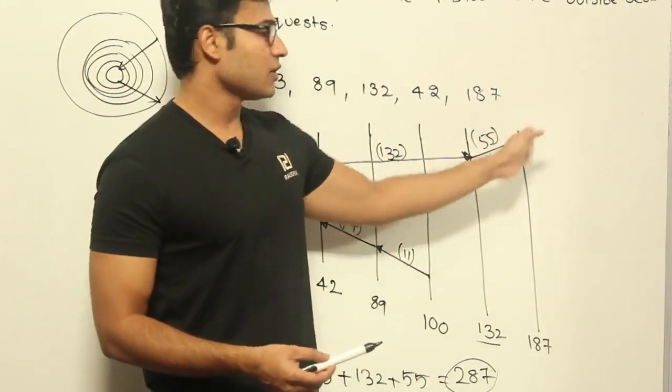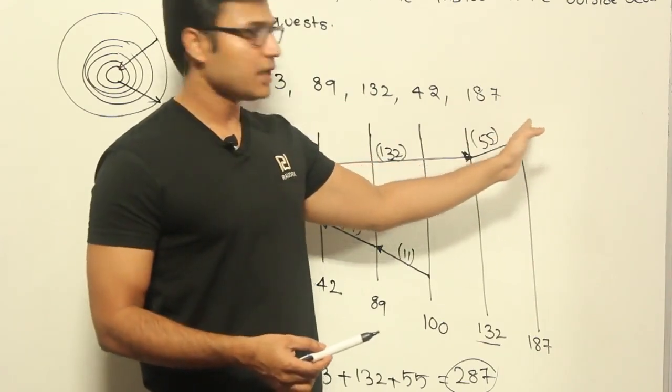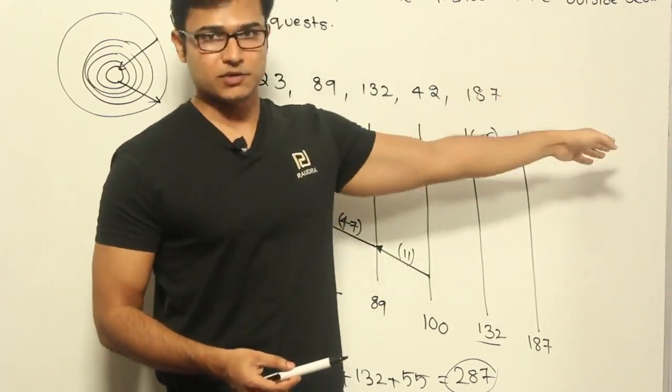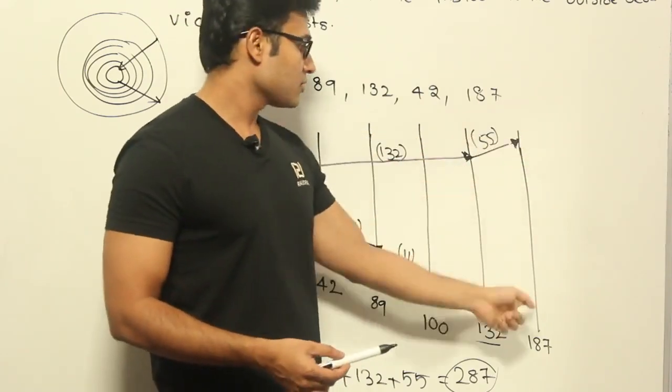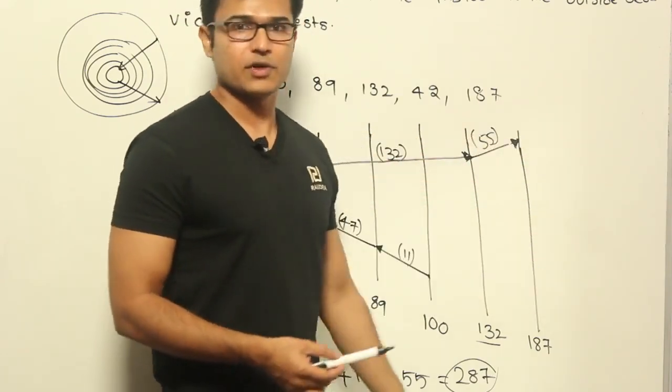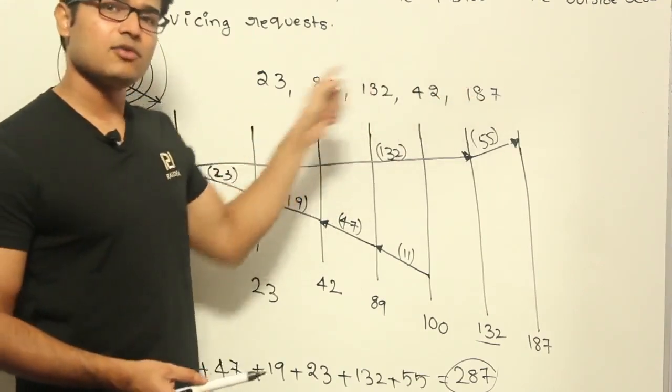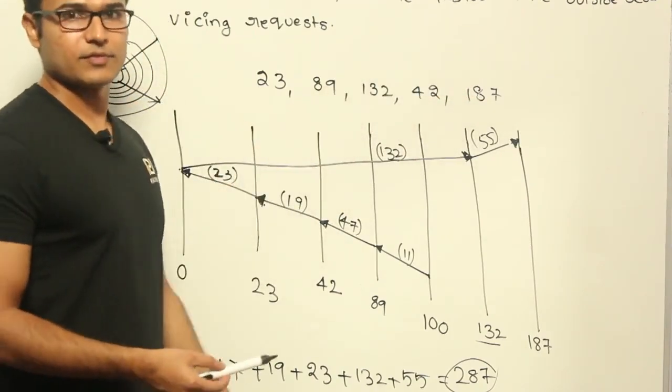In case you have even more requests which have to be fulfilled, then you have to go till the end, right? From inside completely outside. But since this is the last one, I am not going beyond it. Got it? In case you have more requests, you have to go till the outside, and again you might have to come back and serve them, right?